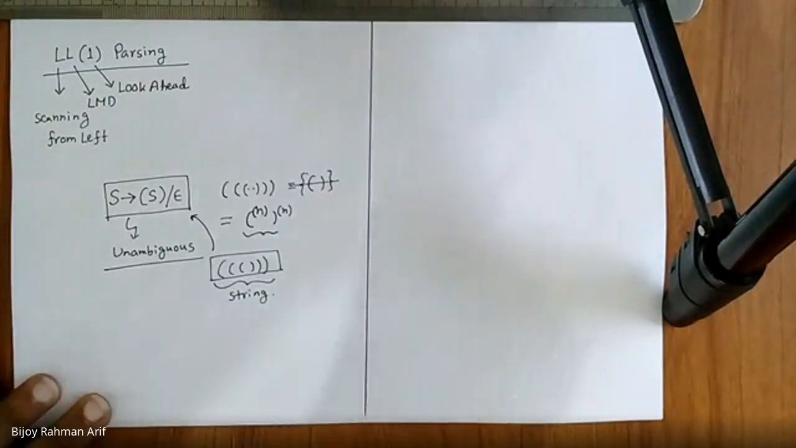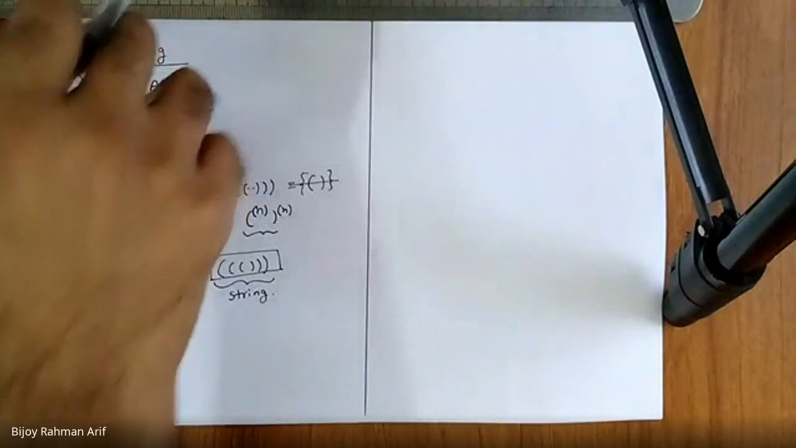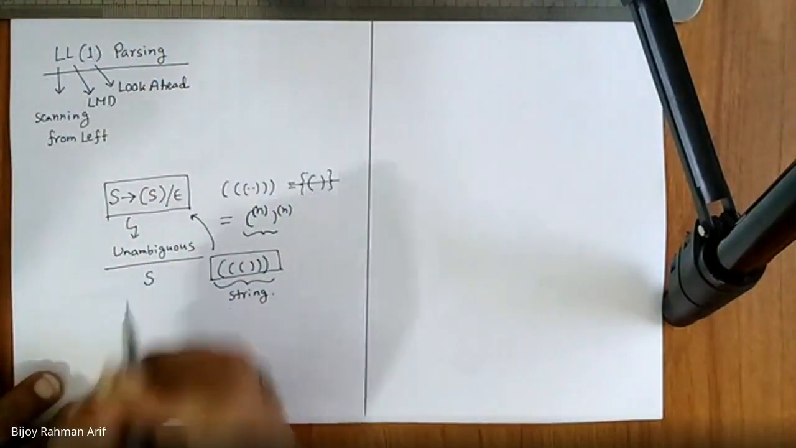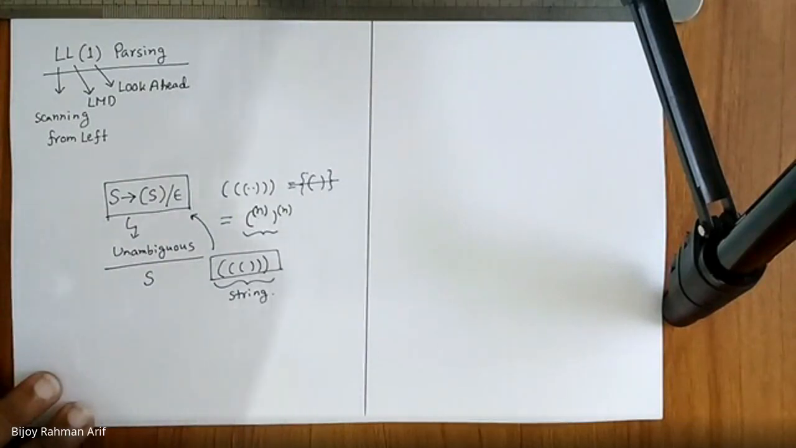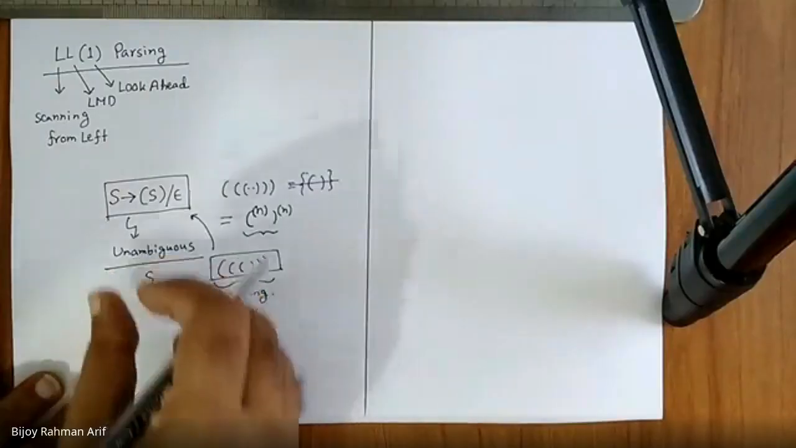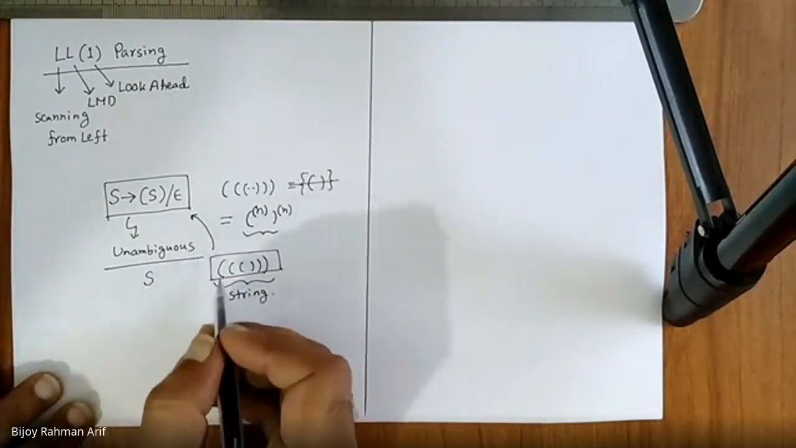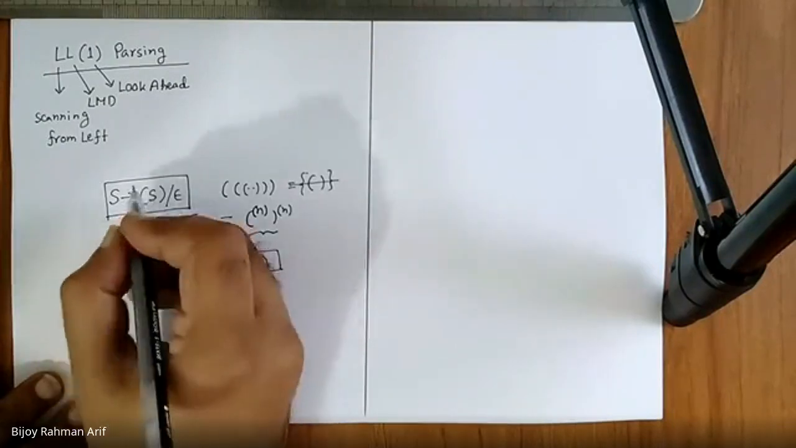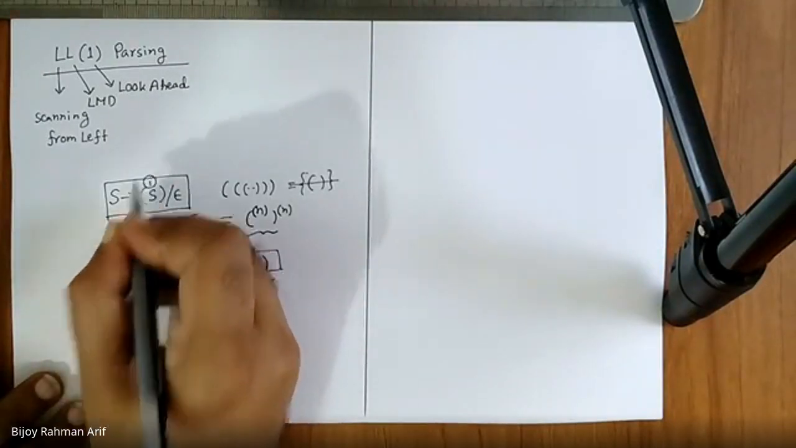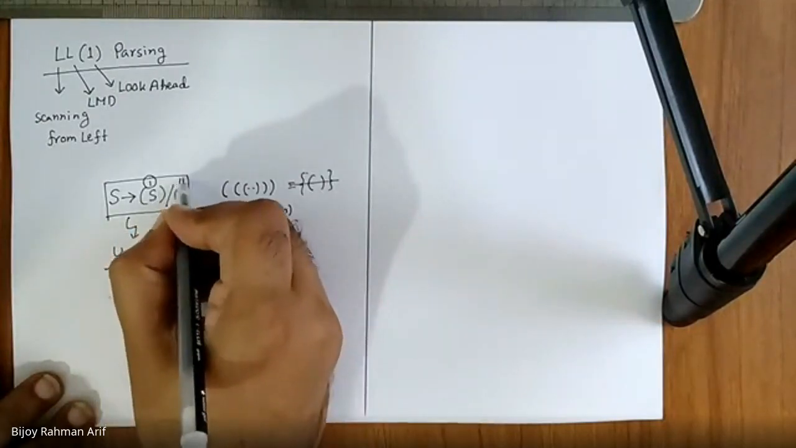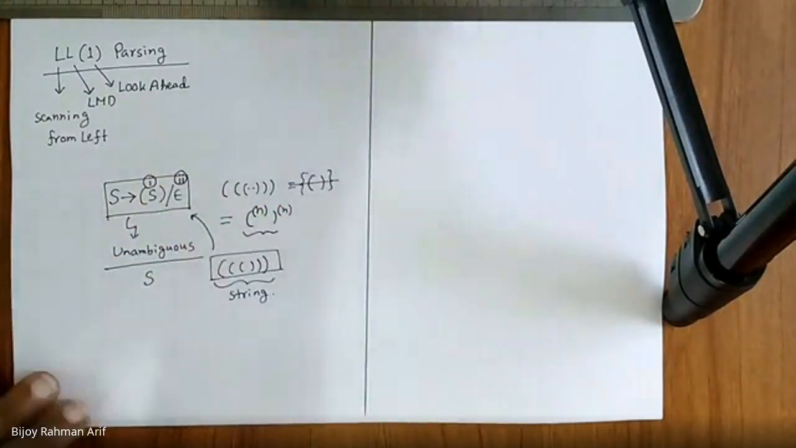Yes. So let's start. As LL1 is a top-down parser, I have to start from S. A top-down parser always starts from the root. Then I have to create the parse tree. When I start from S, there are two productions. The first one is S derives open parenthesis S close parenthesis, and the second one is S derives epsilon. Which one are you going to use?